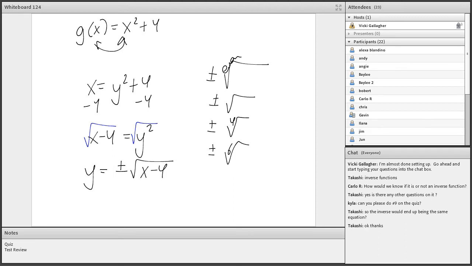If you do any other type of radical, like if you do a fifth root, which has an odd index, you do not need the plus or minus sign in front of it. You can just put the fifth root.